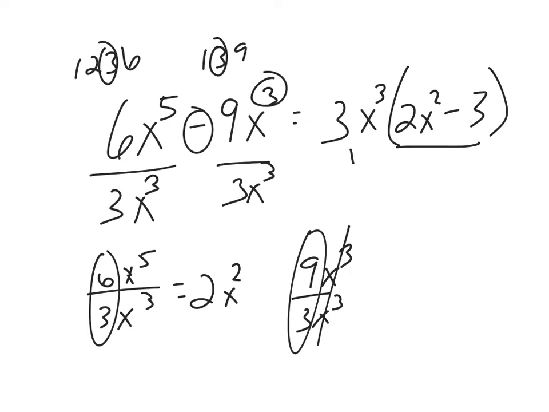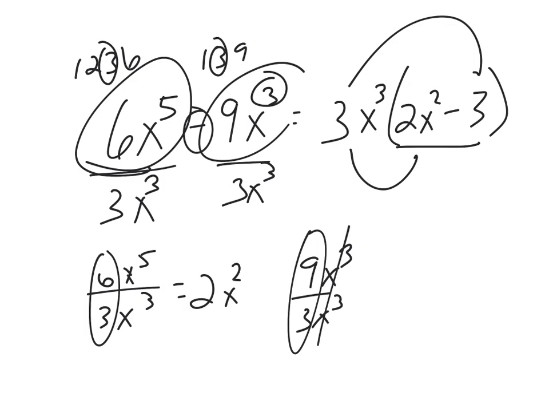And I can check this way, too. This times this is going to give me that 6x to the 5th. And this times this is going to give me this. Okay? And that's really all we're doing there. You can do it with more than one variable too. Okay, we'll do a couple examples there on the note sheet.